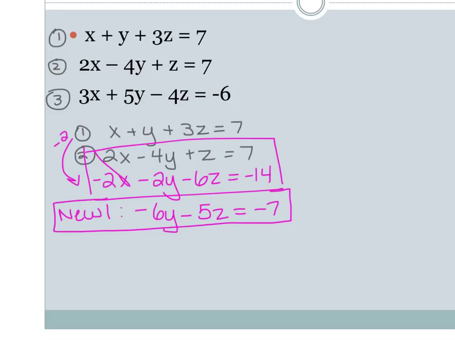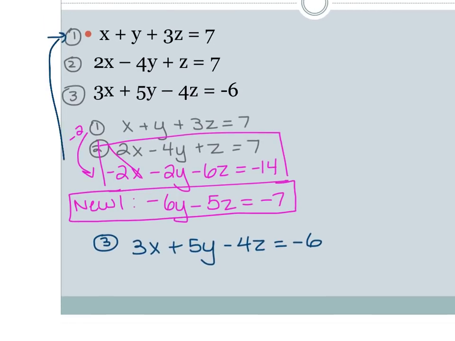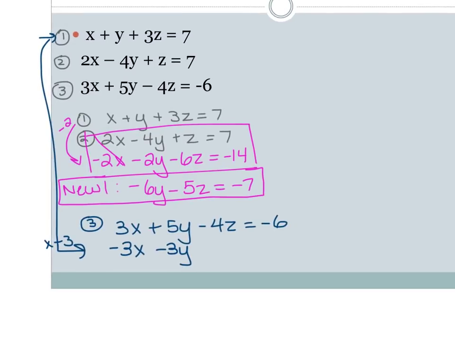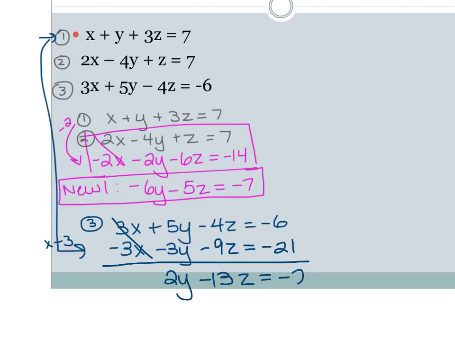I'm going to repeat that process. This time I have to use 3. So 3x plus 5y minus 4z equals negative 6. And I have to cancel out my x's. So I would look at 1, and this time I'm going to multiply 1 by negative 3. So I'd get negative 3x minus 3y minus 9z equals negative 21. The x's cancel. I get 2y minus 13z equals negative 27. And this is new 2.